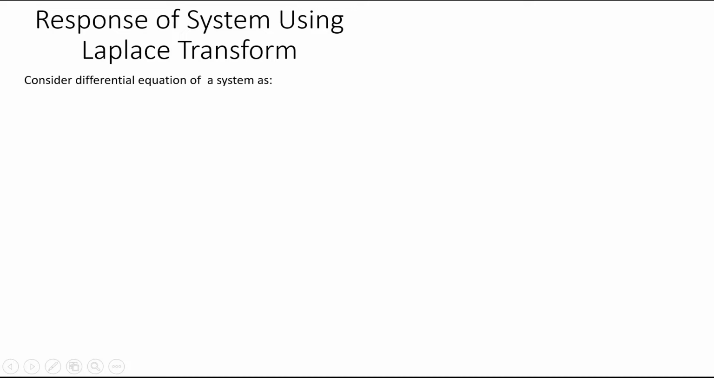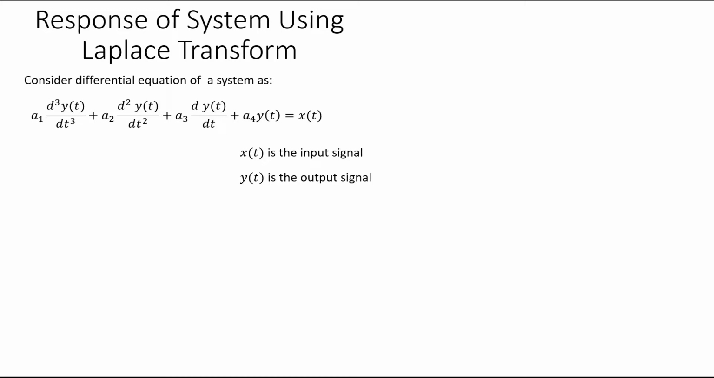So consider the differential equation of a system as a1 d cube by dt cube of y of t plus a2 d square by dt square of y of t plus a3 into d by dt of y of t plus a4 into y of t equal to x of t, where x of t is the input signal and y of t is the output signal.